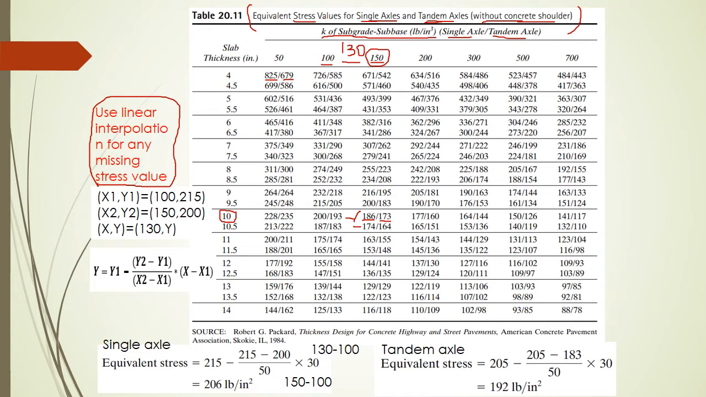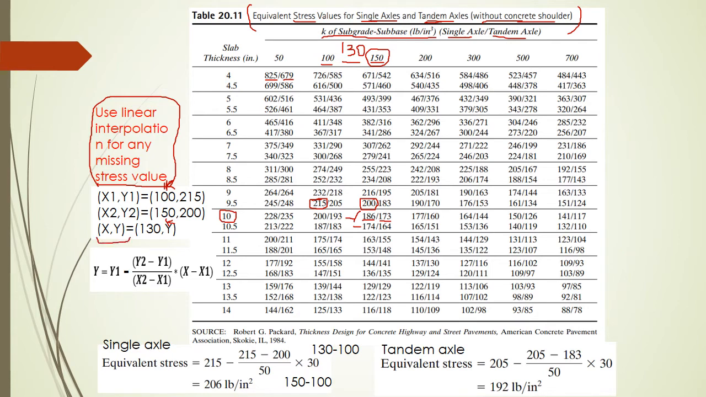طب تعال نشوف كده example على linear interpolation. say مثلا احنا عندنا x1 y1 البوينتس الأولانية 100 و 215. ال 100 ده المودولس أوف سب جريد، وال 215 هي الستريس بتاع السنجل اكسل. x2 y2 البوينت التانية اللي أنا عارفها اللي هي 150 ده مودولس أوف سب جريد، والبوينت التانية السنجل 200. دلوقتي أنا عايز أجيب الستريس بتاع 130 لما يكون سنجل اكسل.